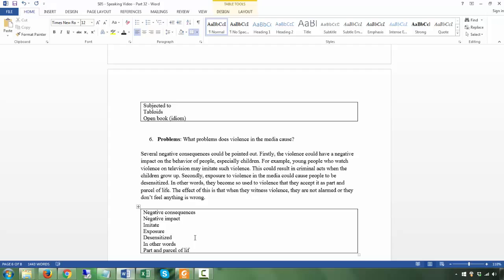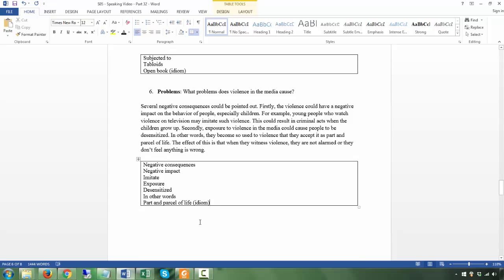Okay, so part and parcel of something means it's part of it. Okay, it's an inherent part of life. That means there's nothing abnormal about it. So this is an idiomatic phrase. The effect of this is when they witness violence, they are not alarmed or they don't feel anything is wrong. Okay, so some good vocabulary here.